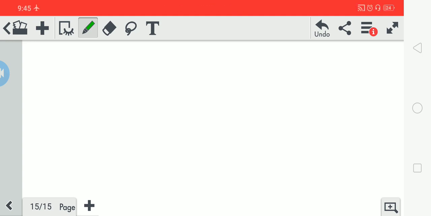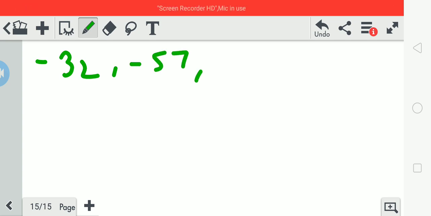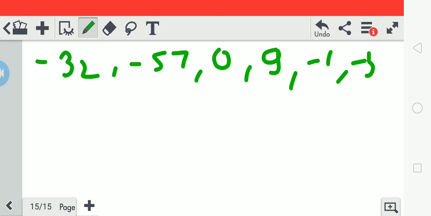I will select the example from question number 10 itself. The numbers are minus 32, minus 57, 0, 9, minus 1, minus 3 and 1, right? Now I have to make the descending order. Now see students, descending order means bigger to smaller one, right?